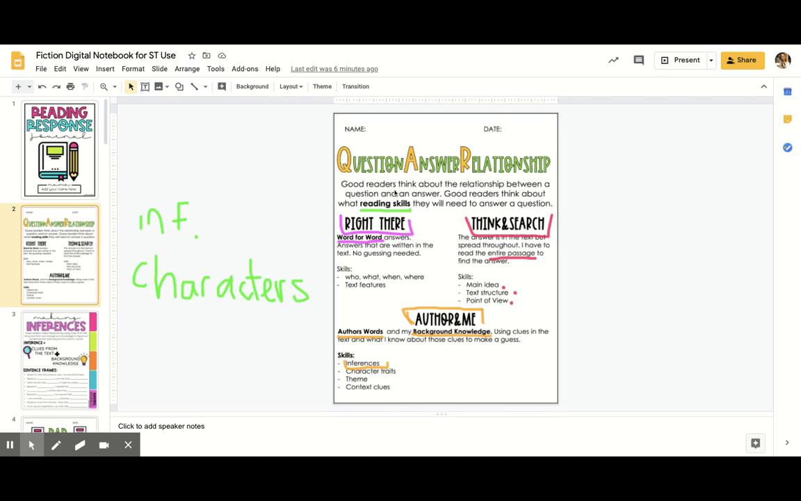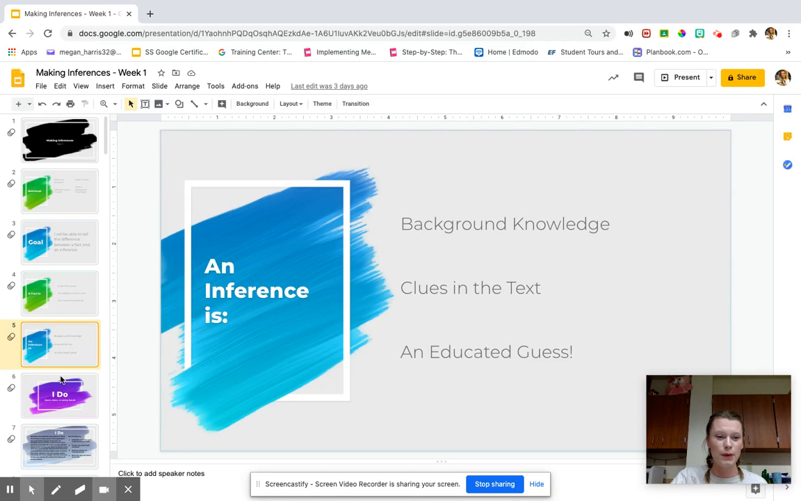There are right there answers. There are author and me answers. These are facts. These are inferences. And that's what we're telling the difference between today. Right there is word for word. That's my fact. The author and me, that's the author's words and my background knowledge. That's an inference. So let's put it into practice, okay?